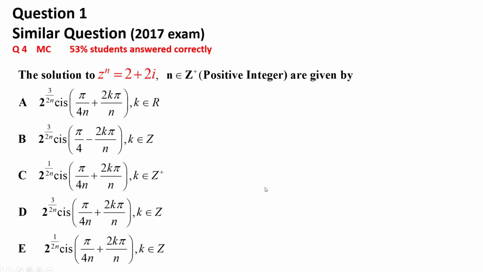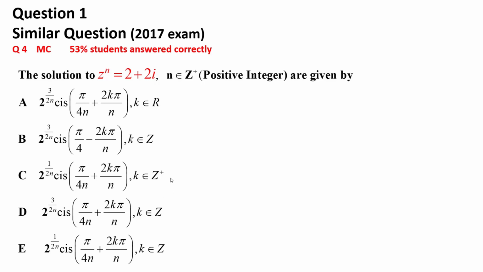Now let's look at a question that wasn't done very well by students in the 2017 exam. This is a very similar question. This was question number 4 of multiple choice. It says the solution set for a complex number to the power of n is 2 plus 2i. So we are looking at what are the possible solutions, and over here it says n belongs to the set of positive integers. So these are the possible solutions, and obviously one of them is correct.